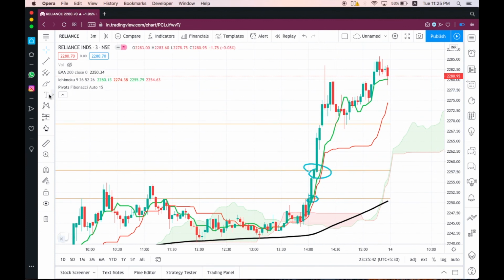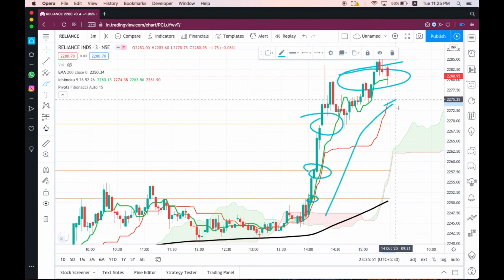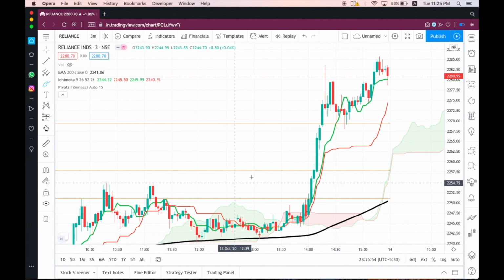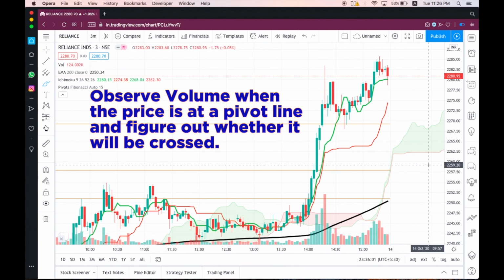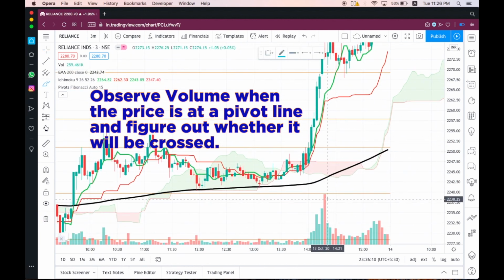This way you would be warned about the possible rejection points, and you can modify your stop loss accordingly or exit if you are satisfied with what you have earned. At these levels, if you cross-check the volume, you can be more sure of the momentum.